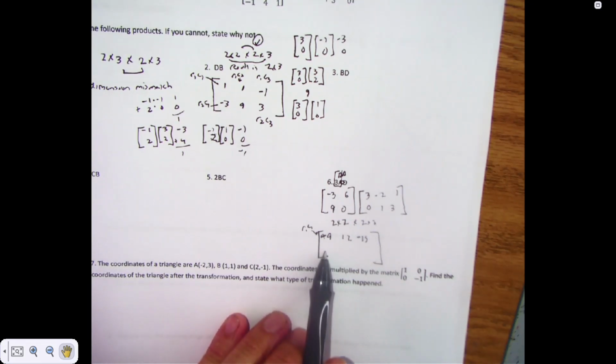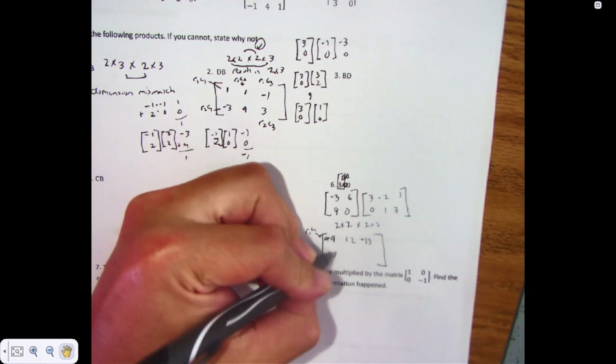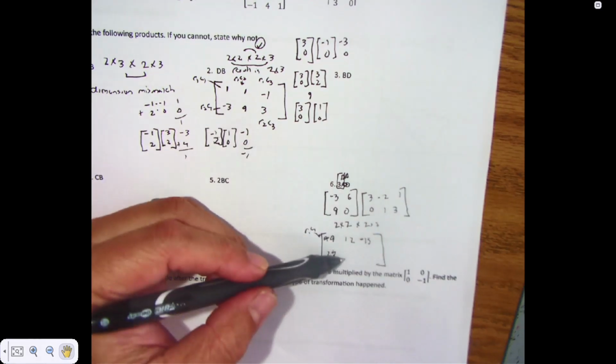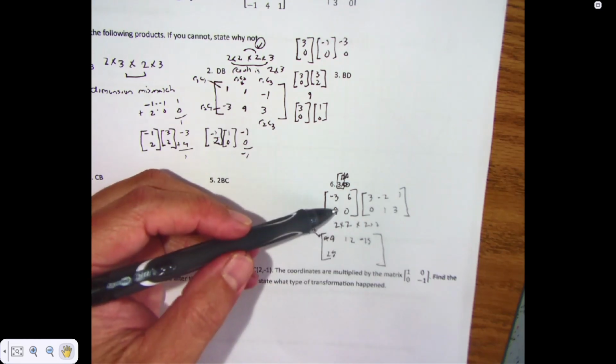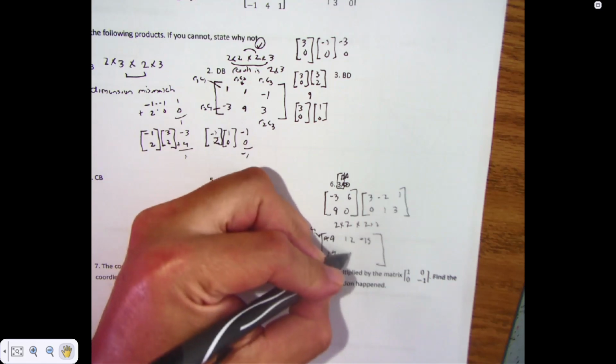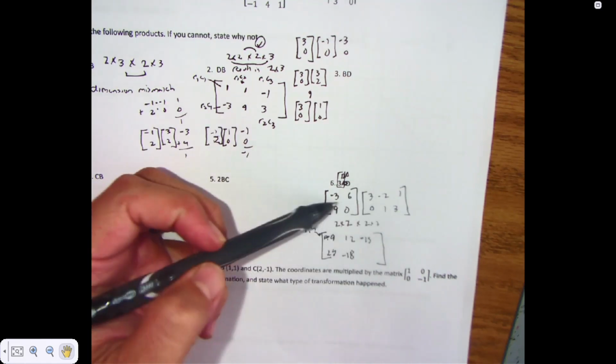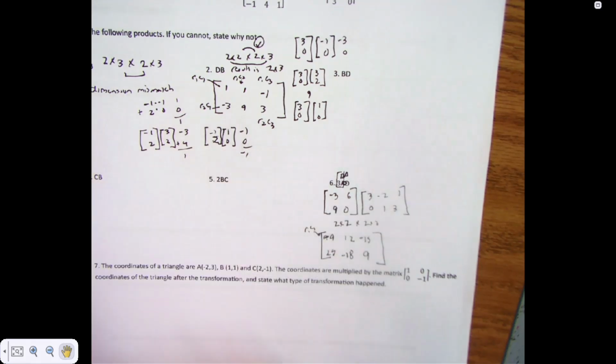Now I'm down here in row 2, column 1. Right? Row 2, column 1. I grab row 2. Oh, there's a 0 there, thank God. 9 times 3 is 27. 0 times 0 is 0. Row 2, column 2. 9 times negative 2 is negative 18, and there's a 0, so I don't have anything else to do. Now I'm in row 2, column 3. 9 times 1 is 9. 0 times 3 is 0. 9. There's my result.